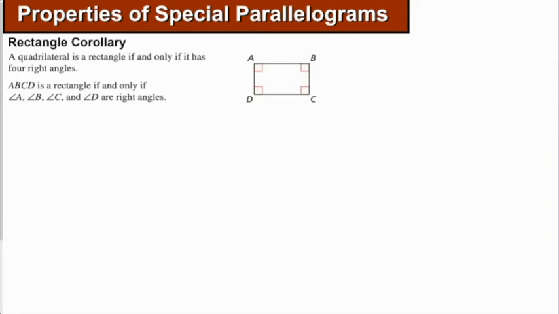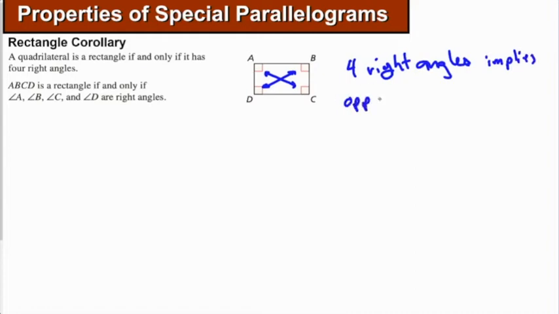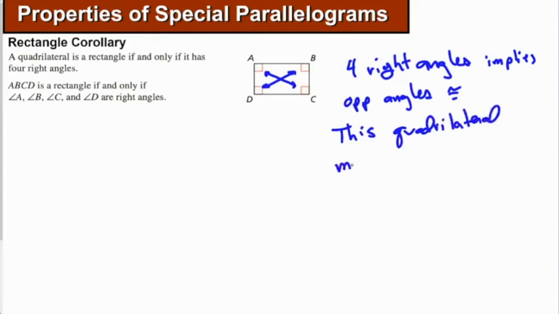The rectangle corollary states that if a quadrilateral is a rectangle, then it must have 4 right angles. So again, opposite angles are congruent. So 4 right angles implies opposite angles congruent. So this quadrilateral must be a parallelogram. But more specifically, it is a rectangle.